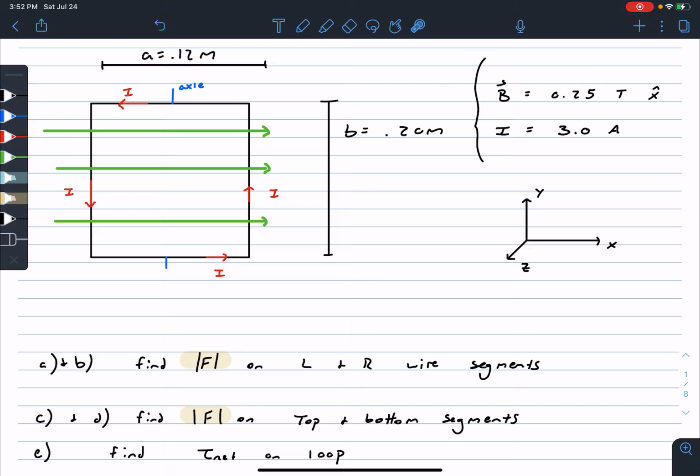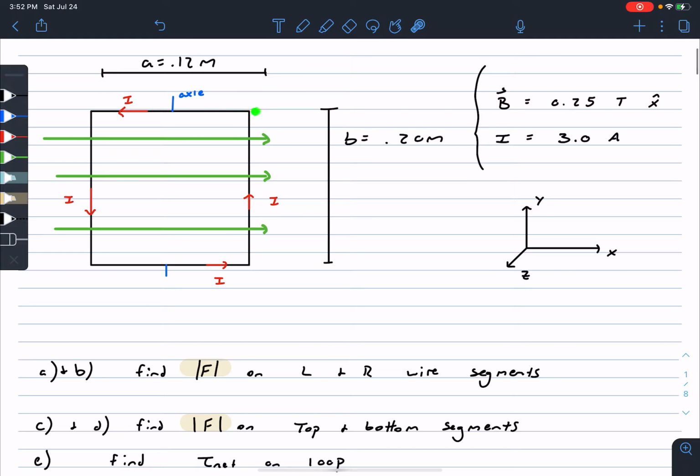So we're looking at problem number 38 from chapter 19. We're given a rectangle that has a current running around it, and it is attached by these two axles that are non-conducting. It is placed into a B field, and we're given the magnitude and the direction of the magnetic field and the magnitude of the current. We're told what the lengths of these sides are. We have A equals 0.12 meters and B equals 0.2 meters.